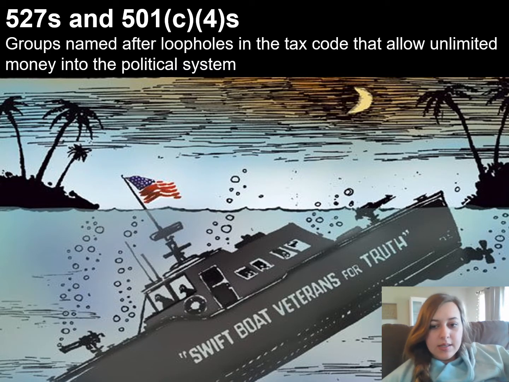Now, this is like tax code stuff, but it's important for understanding some of the loopholes in campaign finance. So a 527 is an organization under Section 527 of the tax code that can raise and spend money to advance political causes. They're political action committees, okay?